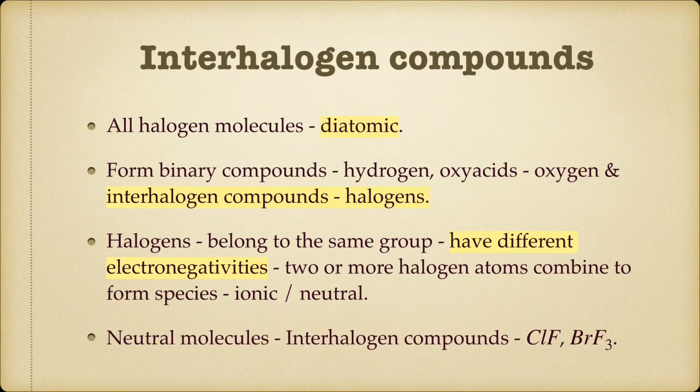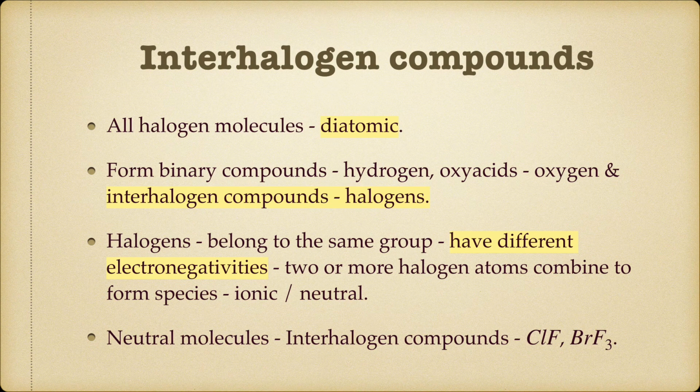To understand interhalogen compounds, we have seen that all halogen molecules are diatomic in nature. They form binary compounds with hydrogen, oxyacids with oxygen, and interhalogen compounds with halogens. That means two different halogens combined together will give me an interhalogen compound.